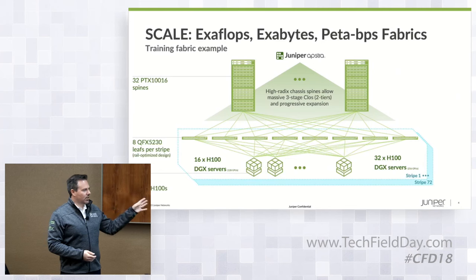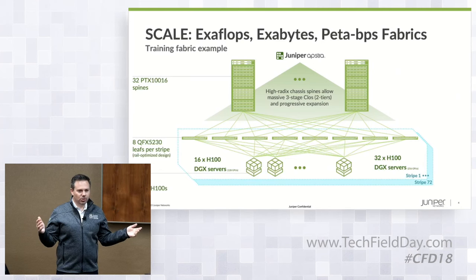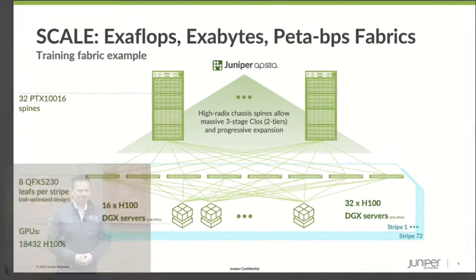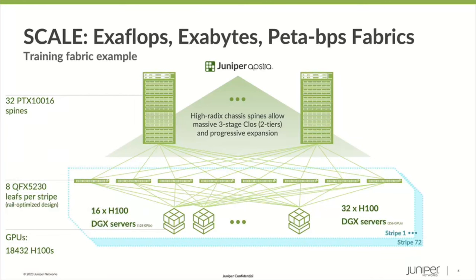So I put together this one slide as sort of like, hey, what's Juniper's maximum GPU cluster that you could build in a three-stage CLOS? And these are sort of the numbers. If you're using the state-of-the-art QFX 5230 leaf, which is 64 ports of 400 gig, in your stripes, then you can get 16 H100 servers or 128 GPUs in that stripe.